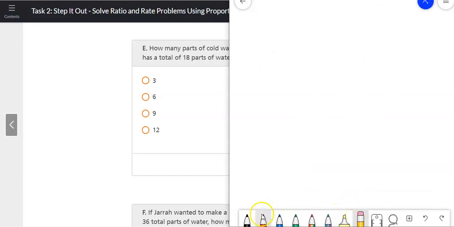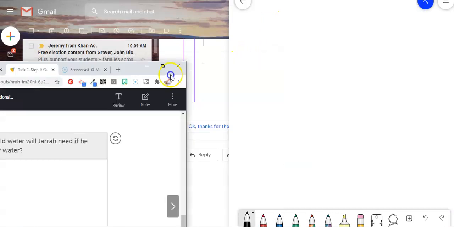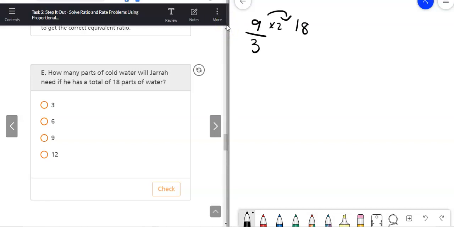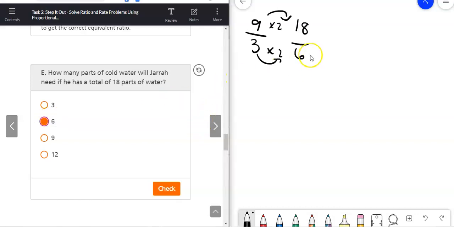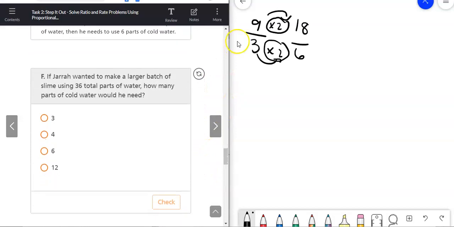So, what that means is we originally had 9 over 3, and now we need to figure out for 18, because it says 18. 9 times 2 is 18, so 3 times 2 is 6. Whatever I multiply on the top, I multiply the same thing on the bottom, so I can get an equivalent ratio.